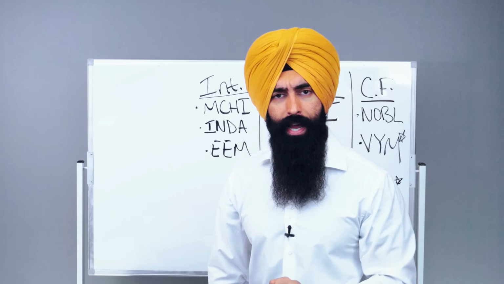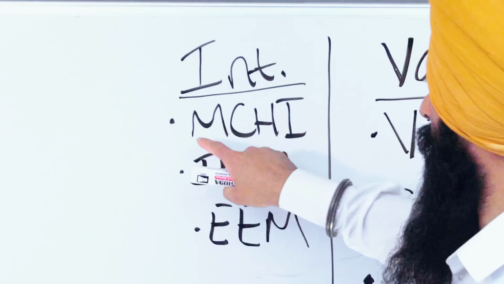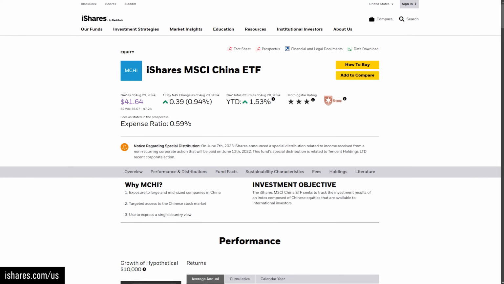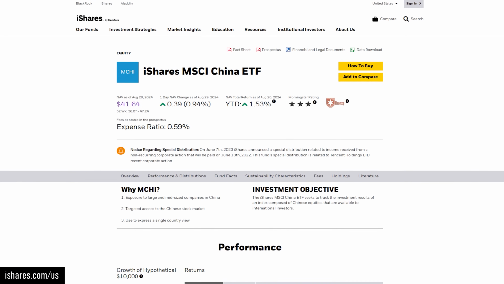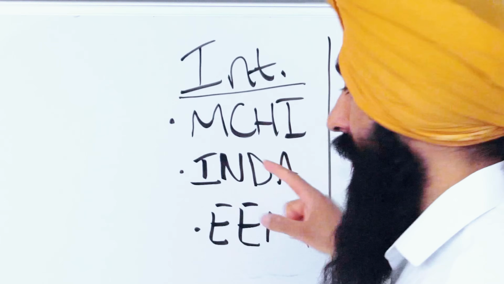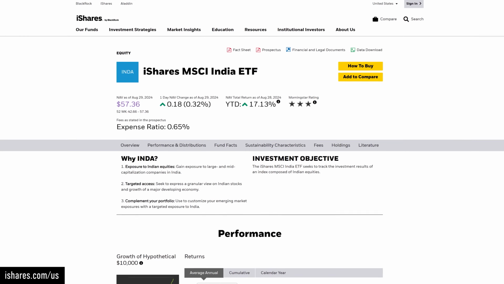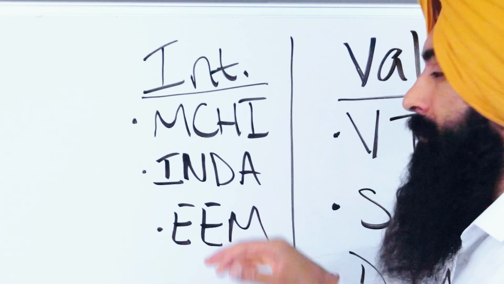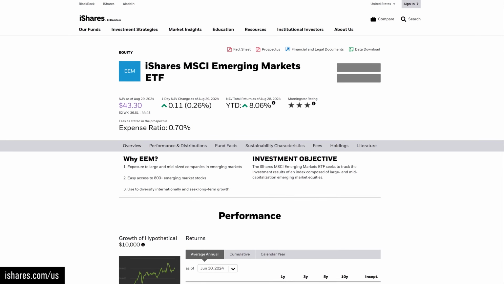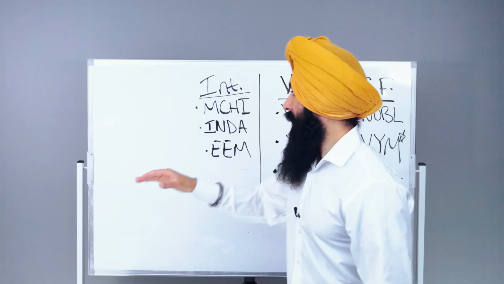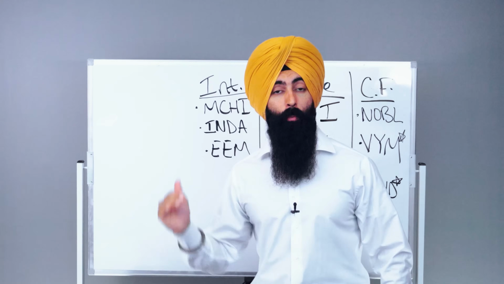Now, when we talk about international companies, here are a few examples. MCHI, this is an ETF that will give you exposure to Chinese companies. INDA, you want to guess where that gives you exposure to? You got it. This will give you exposure to Indian companies. EEM is an ETF that will give you exposure to emerging market companies. This obviously has a little bit more risk, but more potential upside.